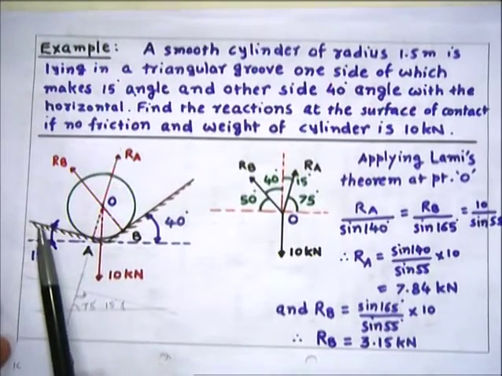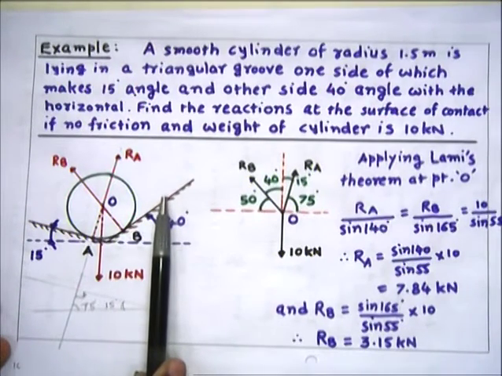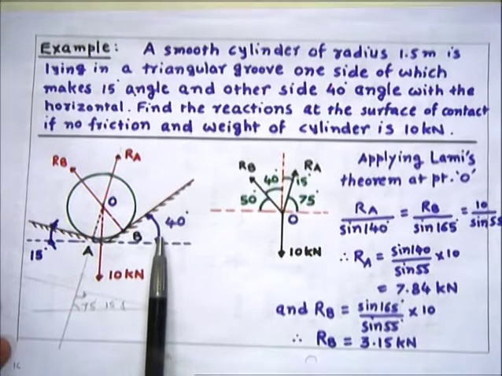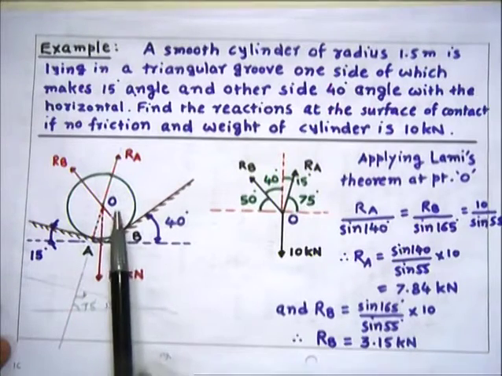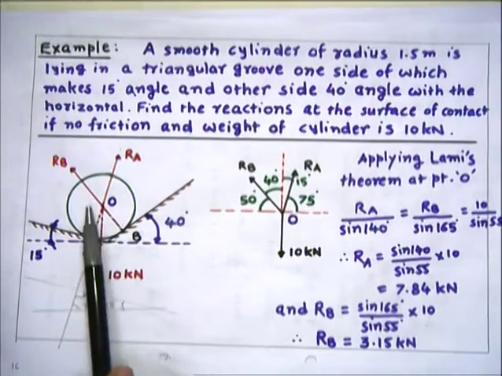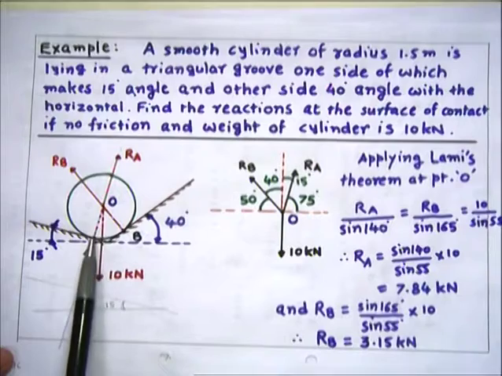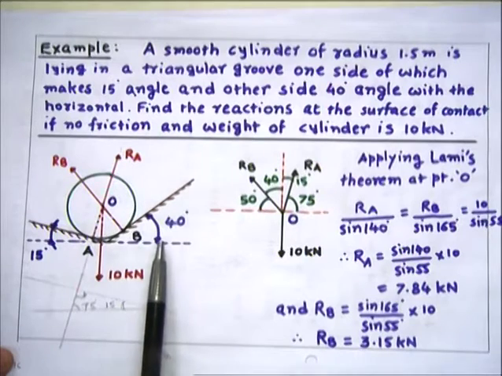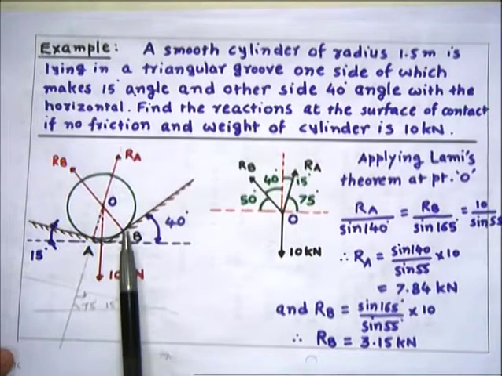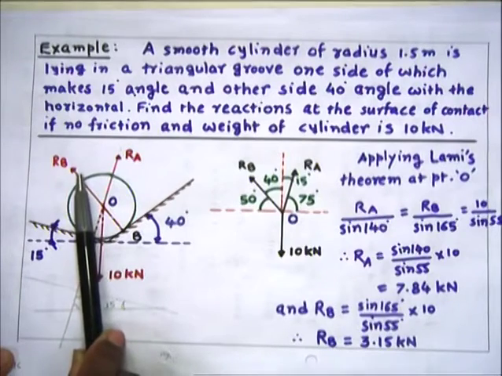Here this side of groove is making angle with horizontal 15 degree, while this side of groove is making angle with horizontal 40 degree. And so this cylinder is resting in the groove. So on this side it will give you the reaction, which is coming perpendicular to that face, that is RA, say, and here this cylinder is in contact with this side at point B. So at point B, reaction of this side would be perpendicular to that, which is given as RB.